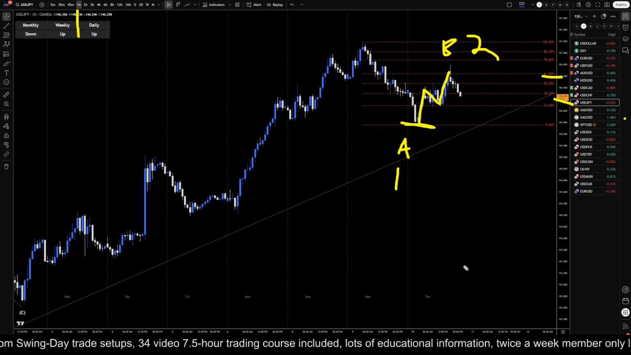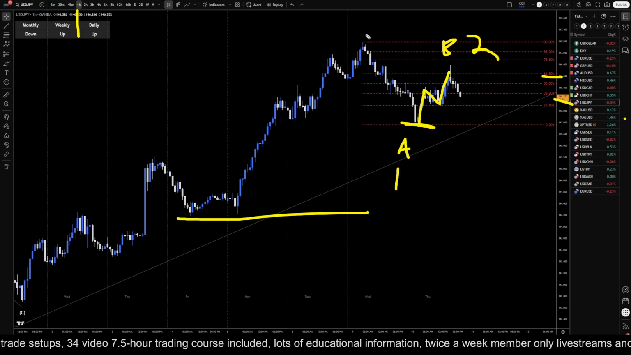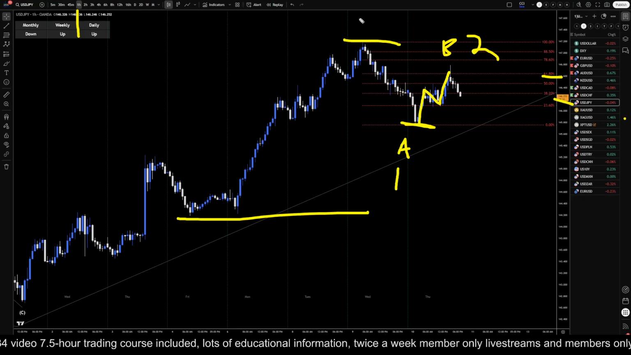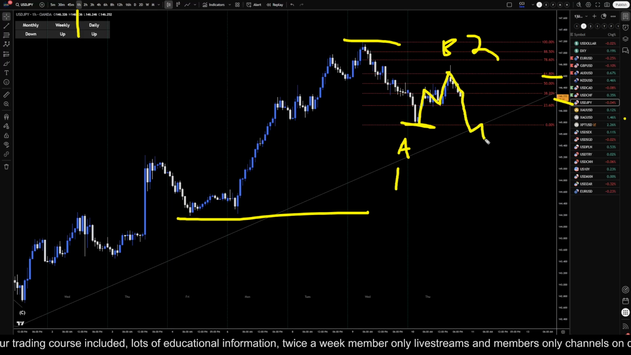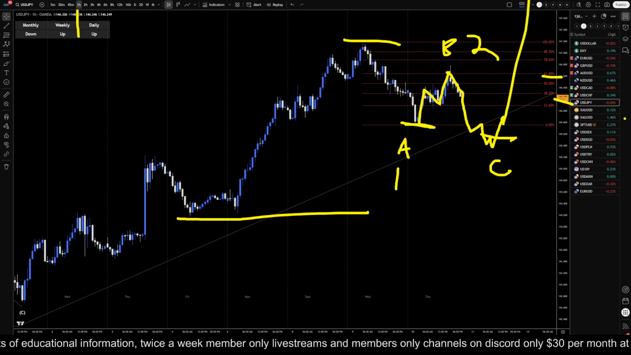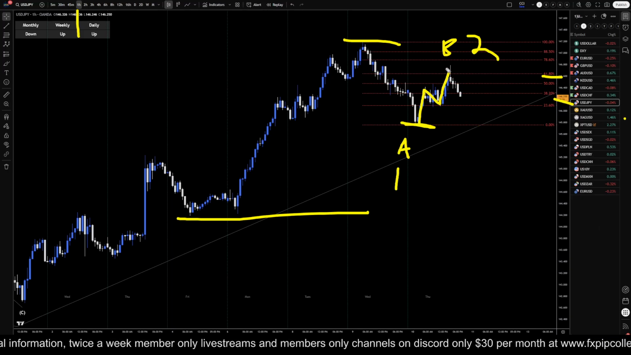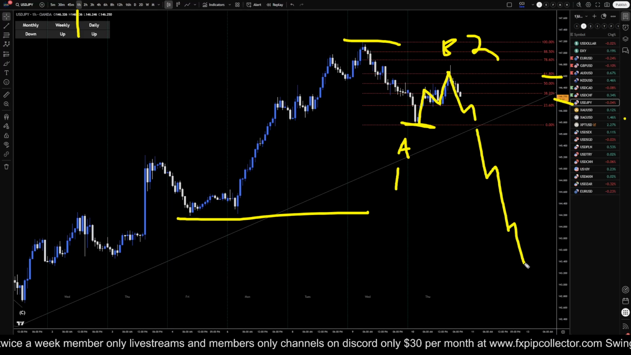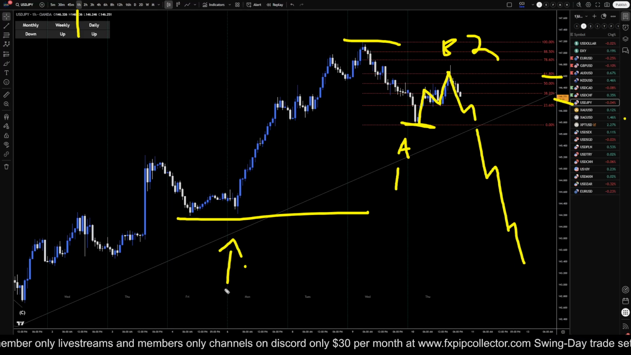Once it takes out this low right here, I would throw my Fibonacci retracement back on this series of higher highs, higher lows. Then I would observe it to see if it makes a wave C like this and then continues the uptrend, or whether it makes a wave three, which will just continue to make lower lows, lower highs going down and giving us a more significant break of structure.